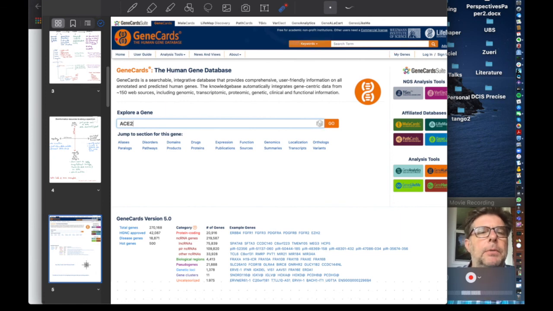The first I want to start with is GeneCards. I think GeneCards is a really excellent resource for human genes. It's only for human, but it's really well put together. And if you're trying to get a quick idea of what a gene is, it comes up in your analysis, this is I think the place to start.